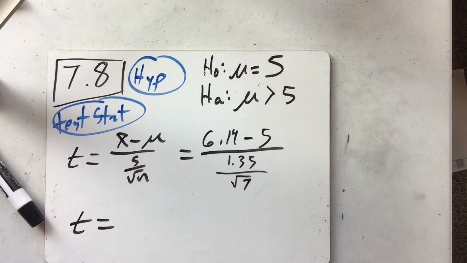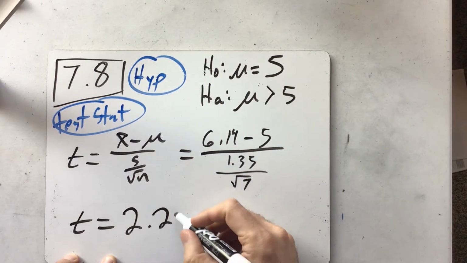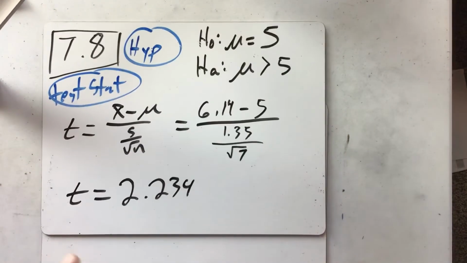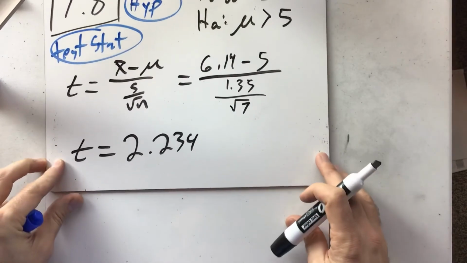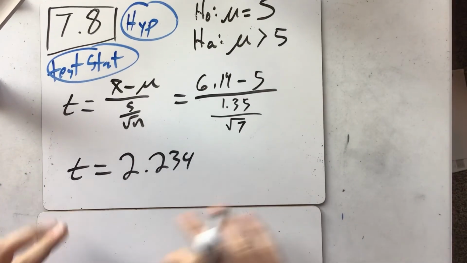Sorry for the delay. There we go. I got 2.23 as my number here. 2.23. Okay, so that's what I got for my test statistic. So now I'm ready to move along and try to find my p-value.